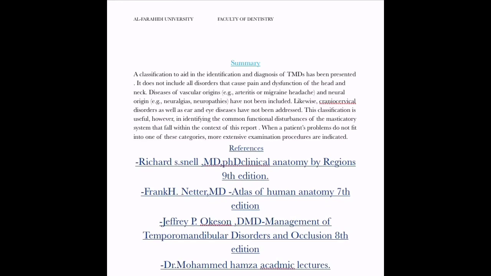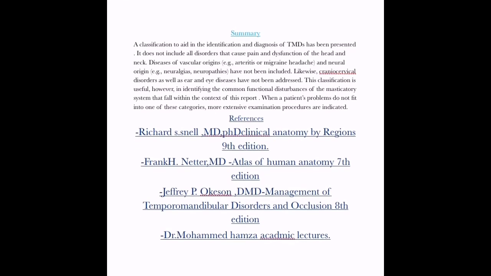Summary. In the summary of this report, a classification to aid in the identification and diagnosis of TMD has been presented, and it does not include all the disorders that cause pain and dysfunction of the head and neck. Diseases of vascular origin, such as arteritis or migraine headaches, and those of neural origin, like neuralgia and neuropathies, have not been included. Likewise, cervical disorders as well as ear and eye disorders have not been addressed.